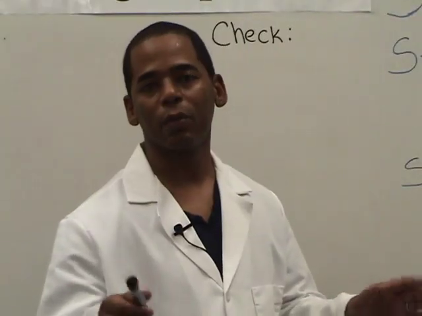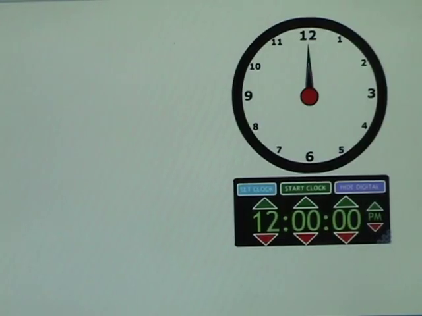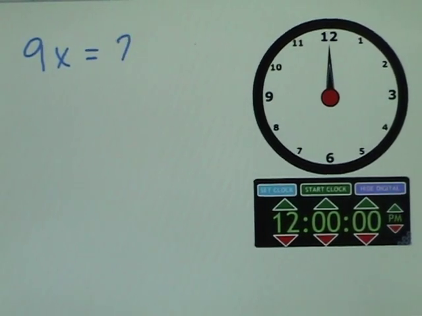Now let's try a couple with multiplication and division. Let's start off with the multiplication. Our third example is going to be 9x is equal to 72. 9x is equal to 72. 30 seconds. Go.